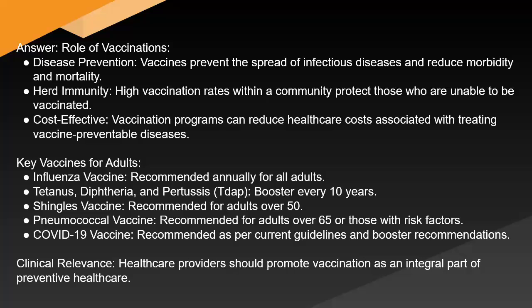Key vaccines for adults. Influenza vaccine, recommended annually for all adults. Tetanus, diphtheria, and pertussis, Tdap, booster every 10 years. Shingles vaccine, recommended for adults over 50. Pneumococcal vaccine, recommended for adults over 65 or those with risk factors. The COVID-19 vaccine, recommended as per current guidelines and booster recommendations. Clinical relevance. Healthcare providers should promote vaccination as an integral part of preventive healthcare.